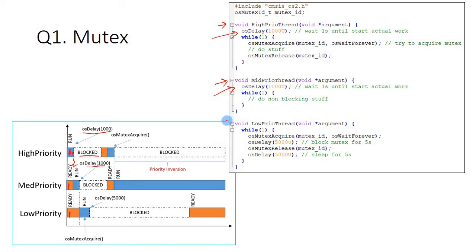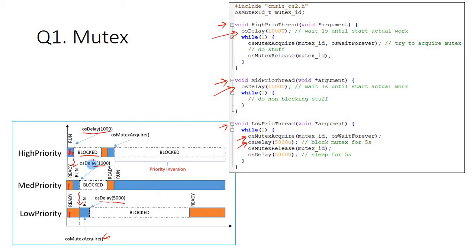Since both the high priority and medium priority threads are blocked, the low priority thread will now get a chance to run. So when I go to a block, I will do a context switch and the low priority thread will get a chance to run. When the low priority thread is running, what does it do? It acquires a mutex, which is this point here. And after it acquires the mutex, it calls OS delay for 5 seconds. So it's going to delay itself for 5 seconds.